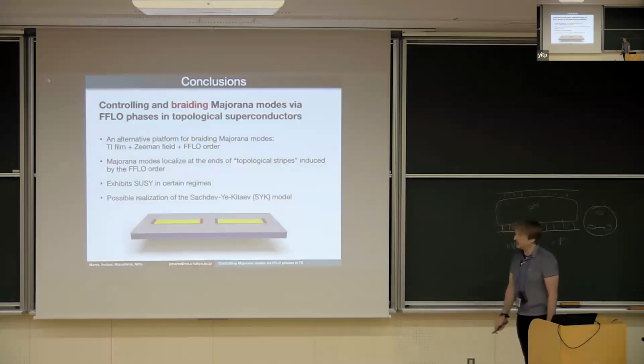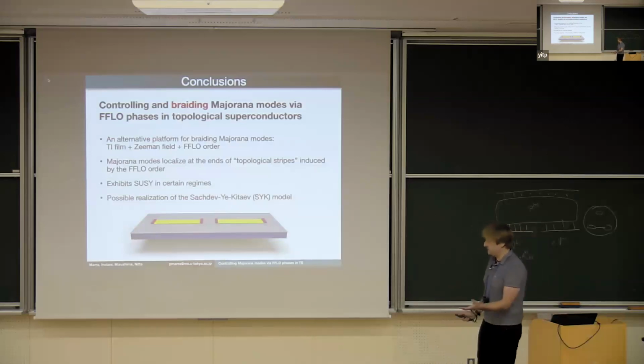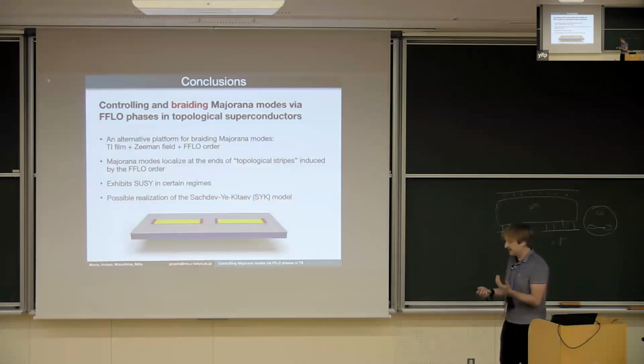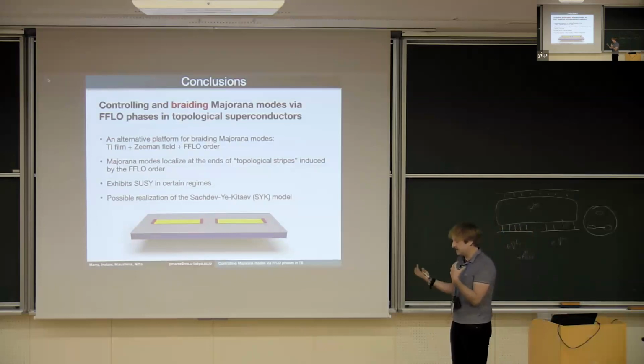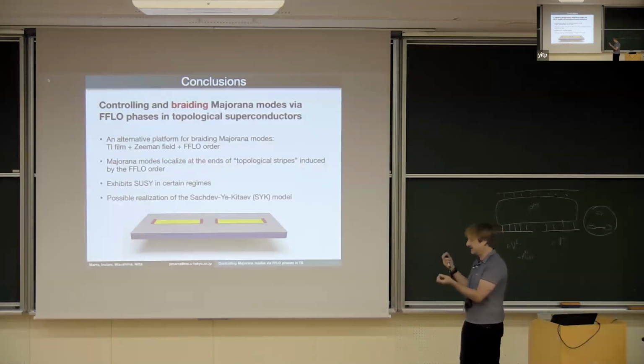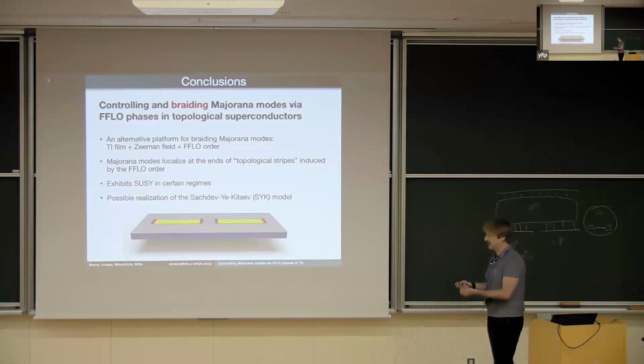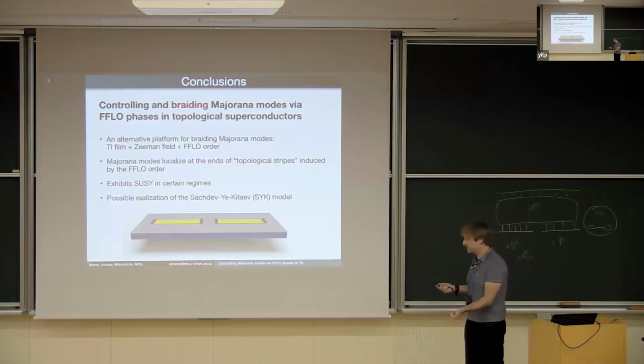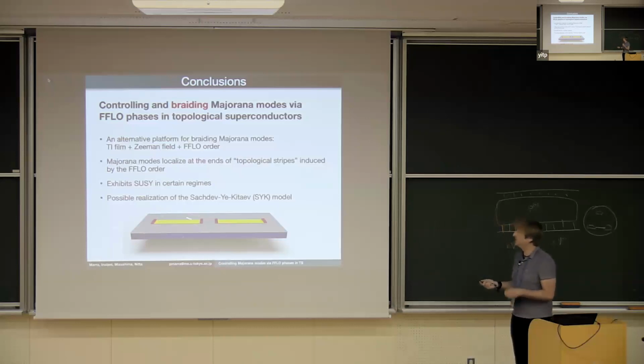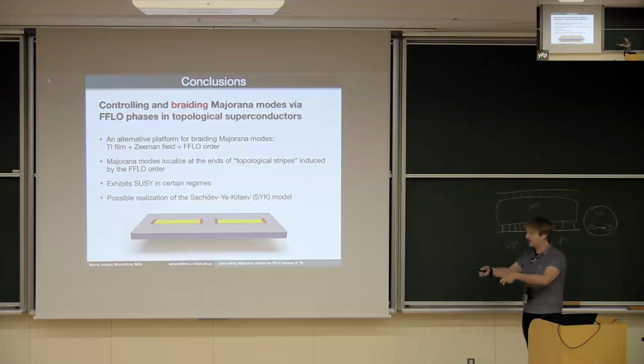And so I leave you with the conclusion: we are trying to propose a system which combines the flexibility of a two-dimensional platform with the simplicity of one-dimensional quantum wires. We show that this can have application for quantum computation, to build a topological quantum gate, and has the interesting property that you have some supersymmetry built into the system. It may also be thought of as a possible realization of the SYK model, which is interesting if you want to simulate the chaotic behavior of black holes on a condensed matter system.